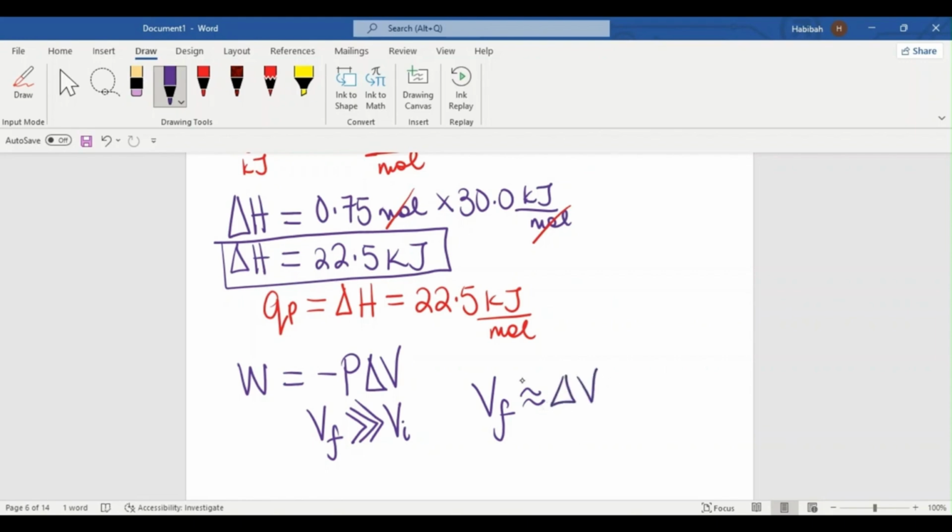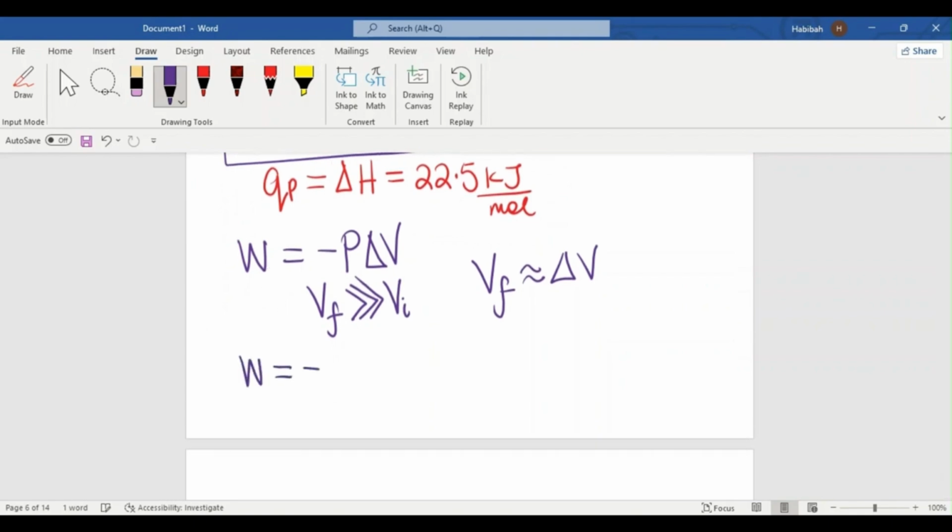It's just like, say, the initial volume of the liquid was 5 milliliters, and then all of a sudden it goes from 5 milliliters to a million milliliters. Well, if you do the math, you would see that the final volume, 1 million milliliters, is significantly greater than 5 milliliters. So what this is trying to tell you is that approximately the final volume is the change in volume, and we can represent this mathematically by rewriting the equation. We end up having work done equals negative P times V final. So this is basically what we end up with, and that's the one we're going to use.